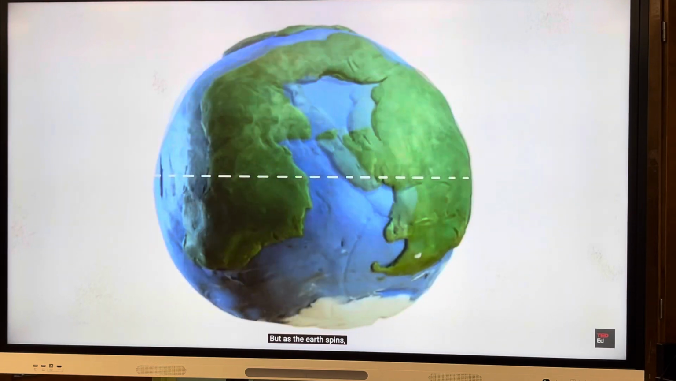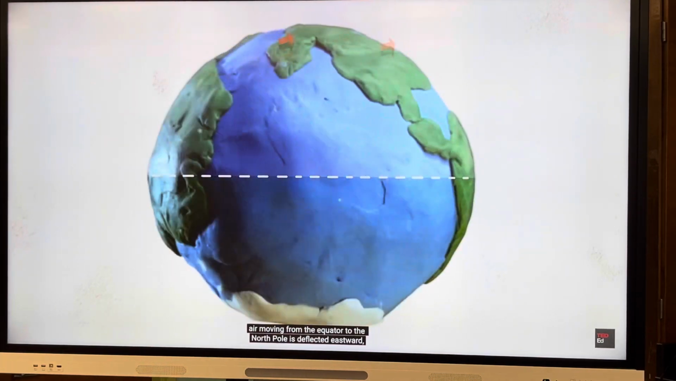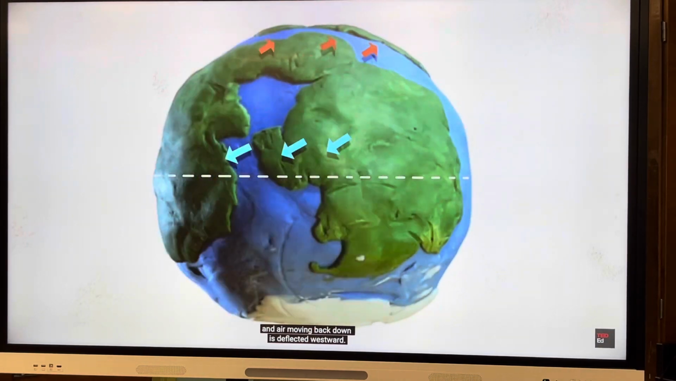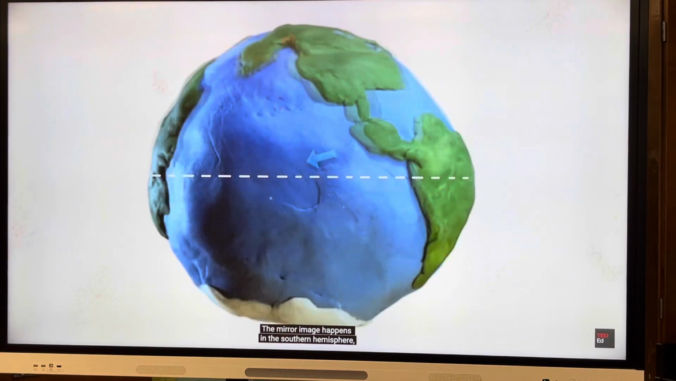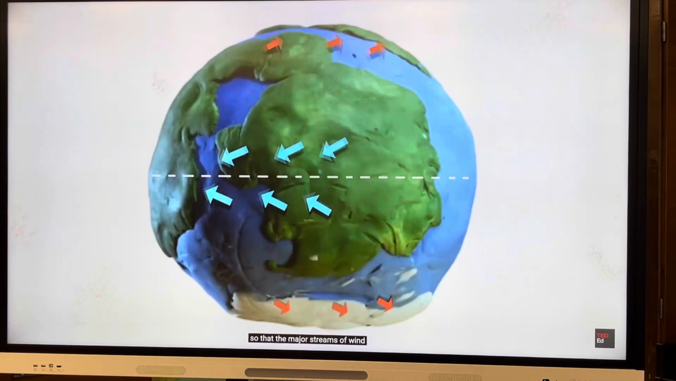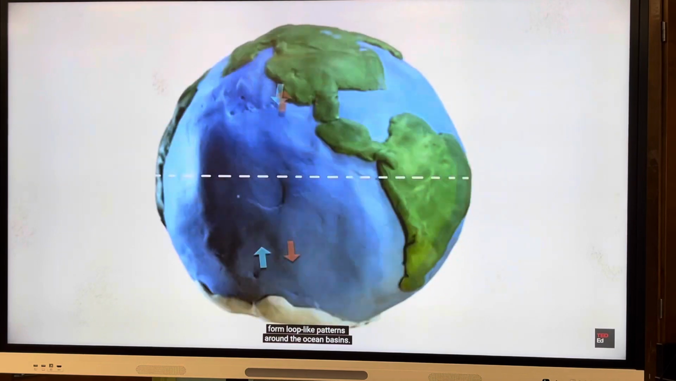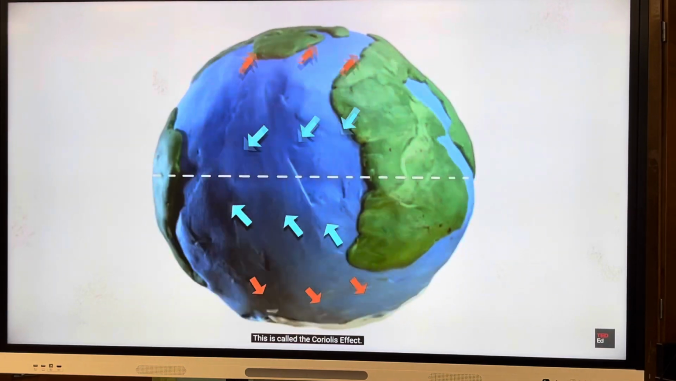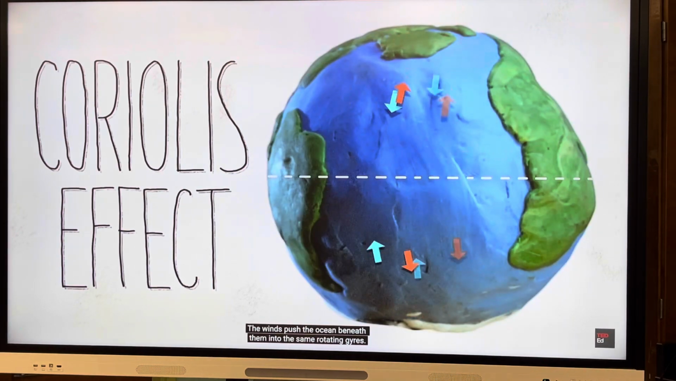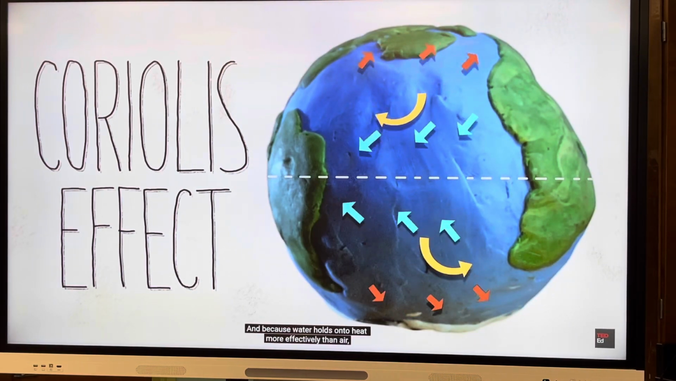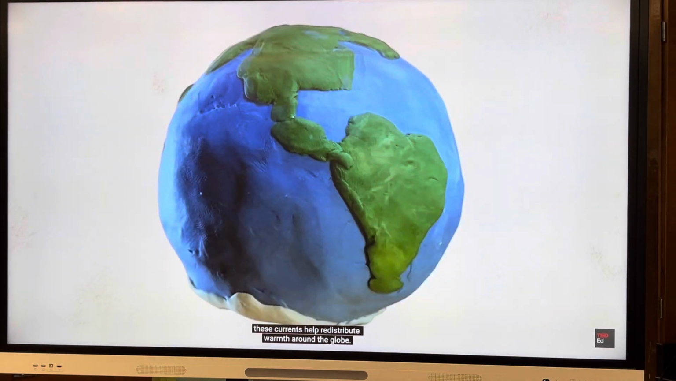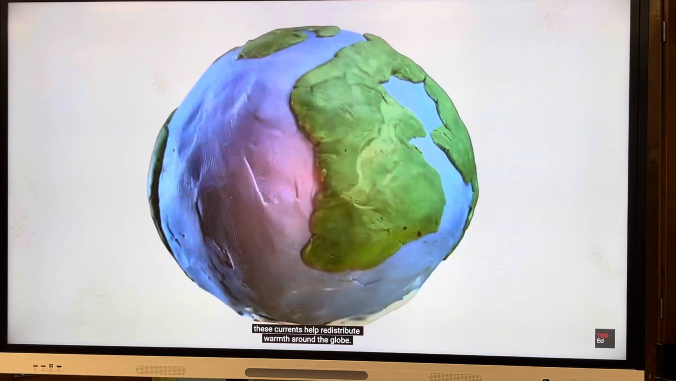But as the Earth spins, air moving from the equator to the North Pole is deflected eastward, and air moving back down is deflected westward. The mirror image happens in the southern hemisphere, so that the major streams of wind form loop-like patterns around the ocean basins. This is called the Coriolis effect. The winds push the ocean beneath them into the same rotating gyres, and because water holds onto heat more effectively than air, these currents help redistribute warmth around the globe.